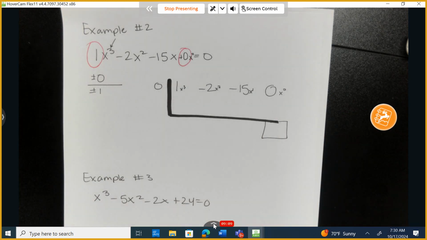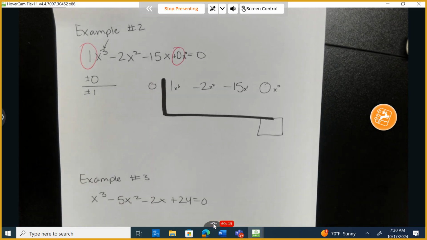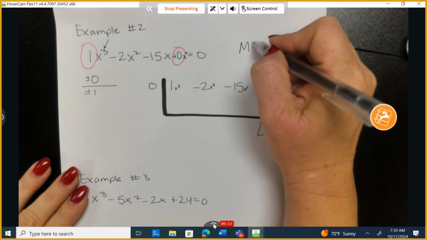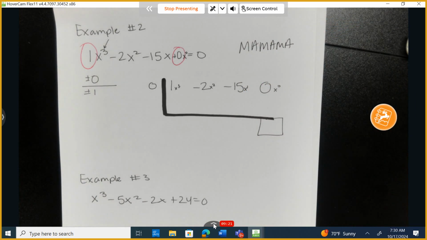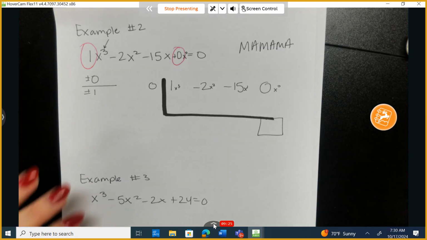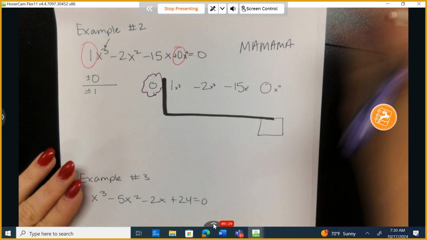When I test 0, if I end up with a remainder of 0, again, it's like ding, ding, ding, this works. This number out here I just tested is a solution. I'm going to write MAMA up here, and remember you can do MA as many times as you want. MAMA is just my acronym to remind myself I'm going to multiply and add, multiply and add. Also remember that this number out front is the magical number that we're always going to multiply by.